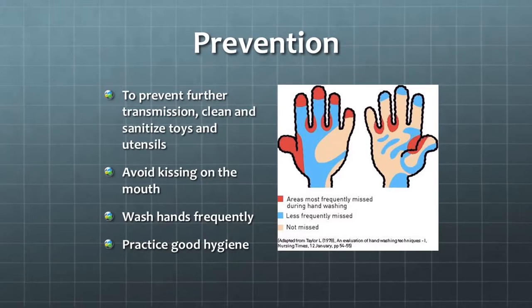And here to the right is a little diagram that shows areas most frequently missed during hand washing. As you can see, the fingertips and in between the fingers are the most common areas that are missed during hand washing. So just make sure you scrub your hands well if you have mononucleosis or if you're around someone who does. And then also for prevention, just make sure you practice good hygiene. A little bit can go a long way.